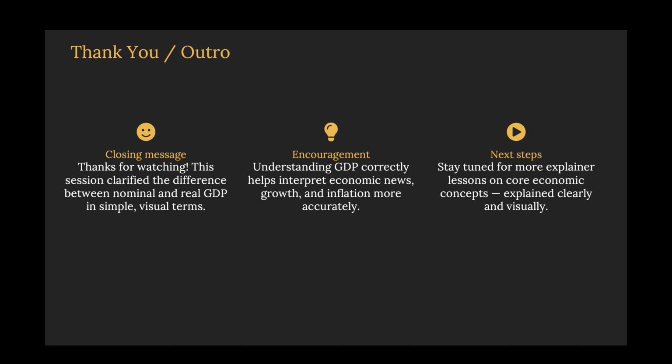So, to put everything in one place, nominal GDP values output using the prices of each year. It goes up when we produce more and when prices rise. Real GDP values output using constant prices from a base year. It isolates real changes in production. When you hear big GDP numbers on the news, always ask, is that nominal or real? Because only real GDP tells you how much more stuff the economy is actually producing.